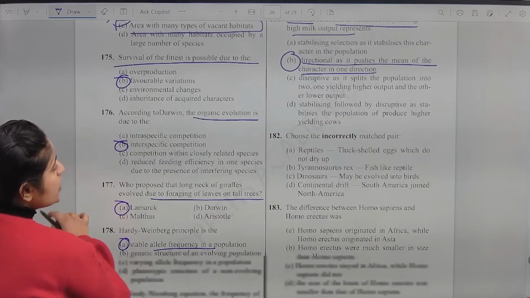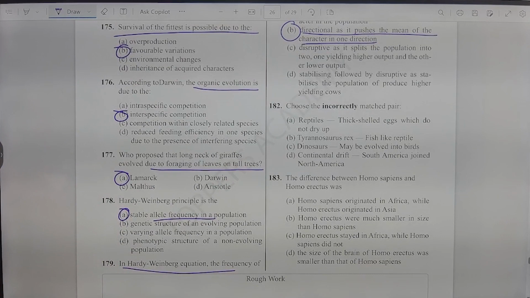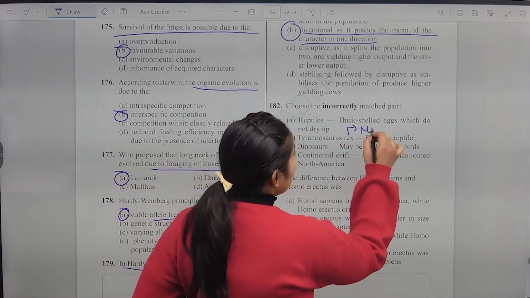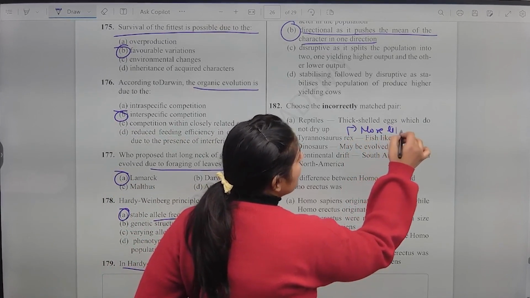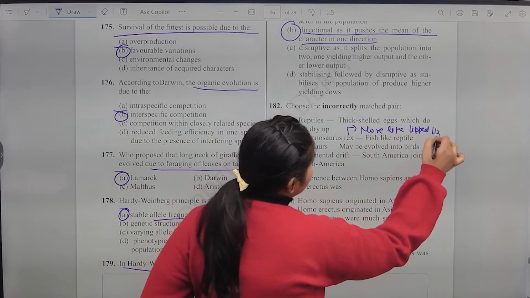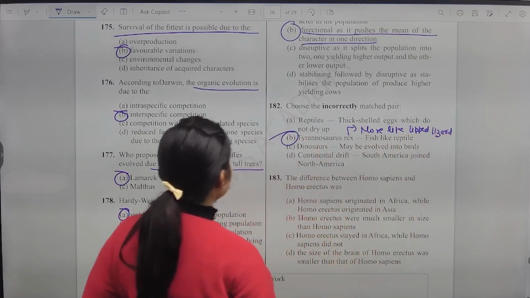Next is choose the incorrectly matched pair. Reptiles, thick-shelled egg which do not dry up. True only. Tyrannosaurus rex, they are the fish-like reptiles? No, they are more like the lizards. They are more like the lizards. So this one is wrong only. Okay. The correct answer is B.